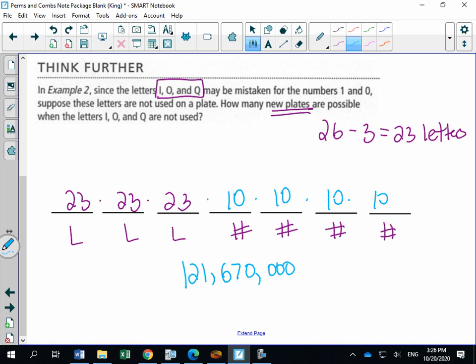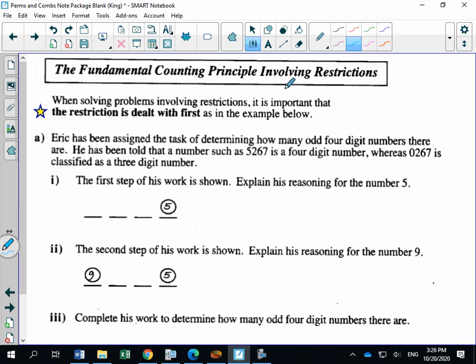Okay. That is going to be the end of the first part for lesson 1. Then I'm going to make a second video right away, and it's going to be on the exact same thing that we've been doing, the fundamental counting principle, except now we're going to involve restrictions. So that will be the second part.